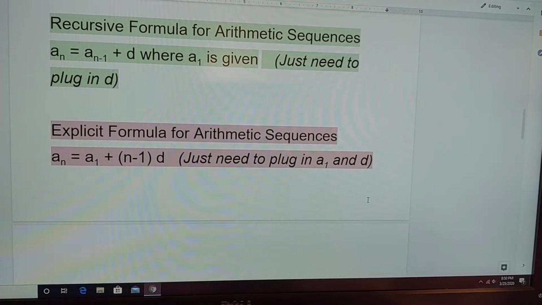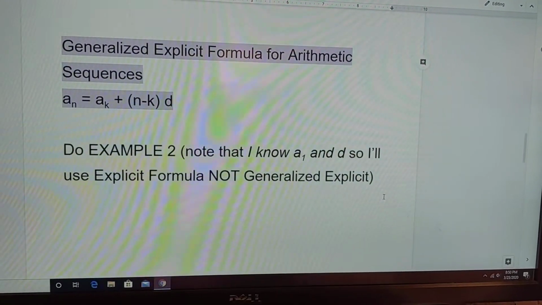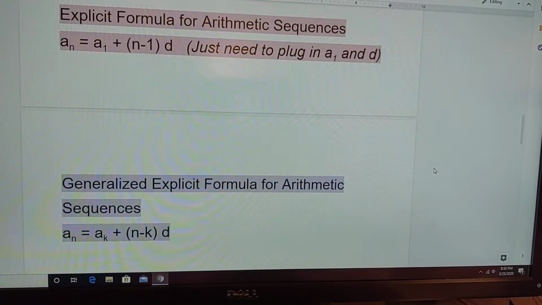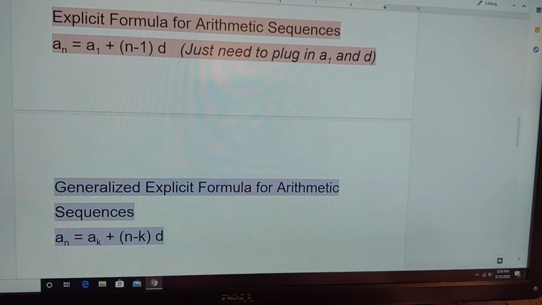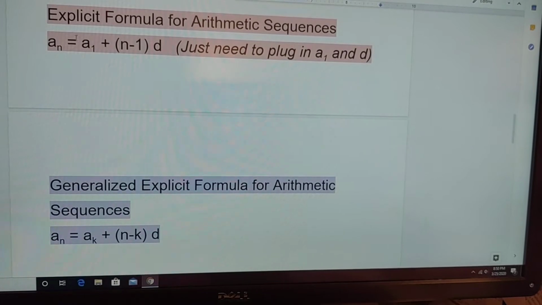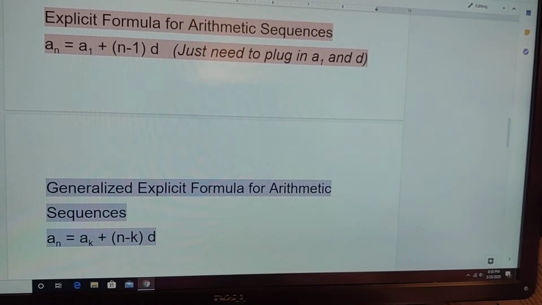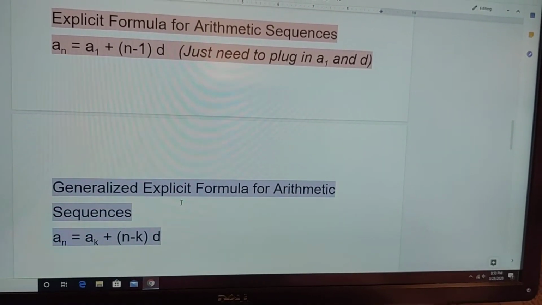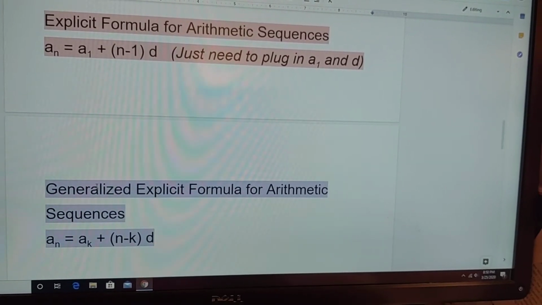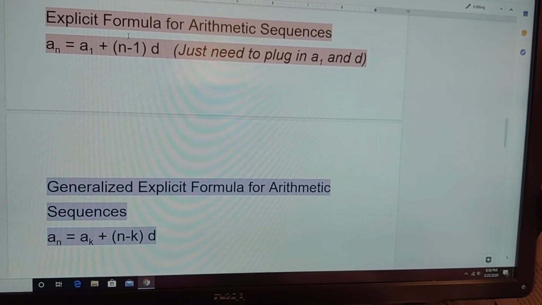One more formula before we do our next example, and that is the Generalized Explicit Formula for Arithmetic Sequences. That sounded really similar to what we had before, so let me peek back up. In pink, this is the Explicit Formula for Arithmetic Sequences. Notice I know the first term. Now when I want to use this Generalized Explicit Formula for Arithmetic Sequences, this is for when I don't know the first term. You might want to note that in your notes. So you're going to use the generalized when you don't know the first term, and you're going to use the explicit formula when you know the first term.